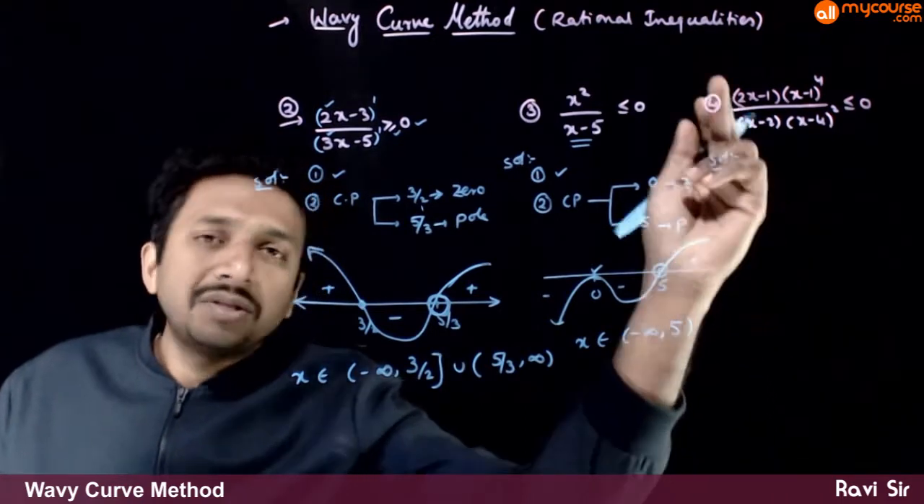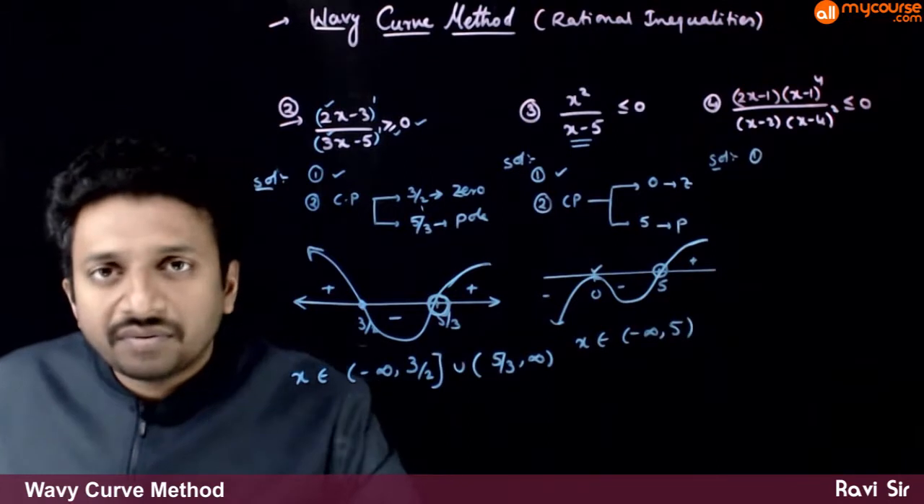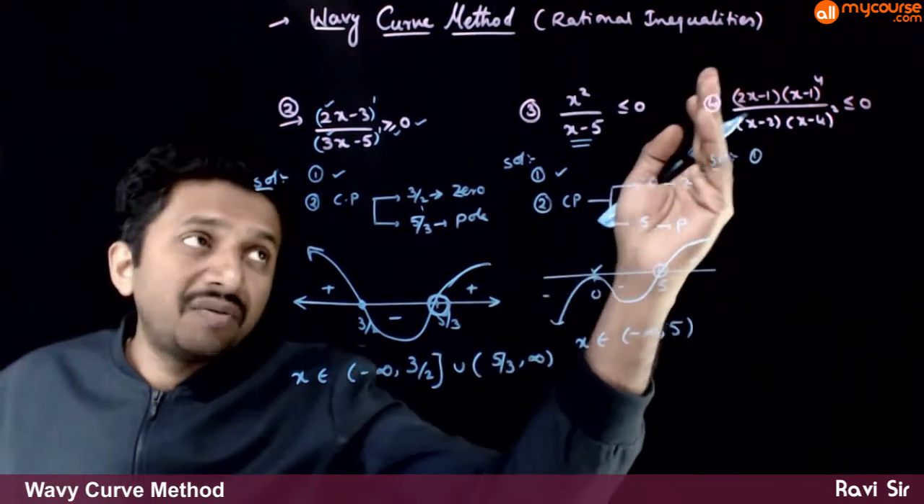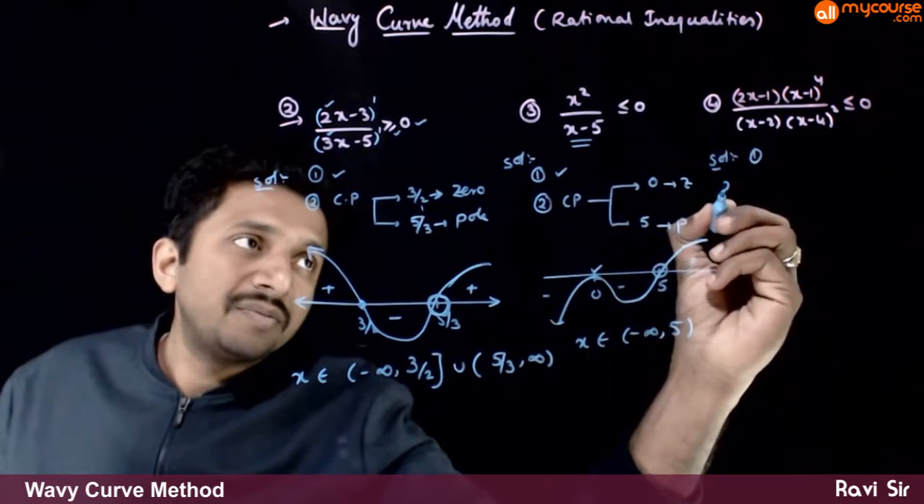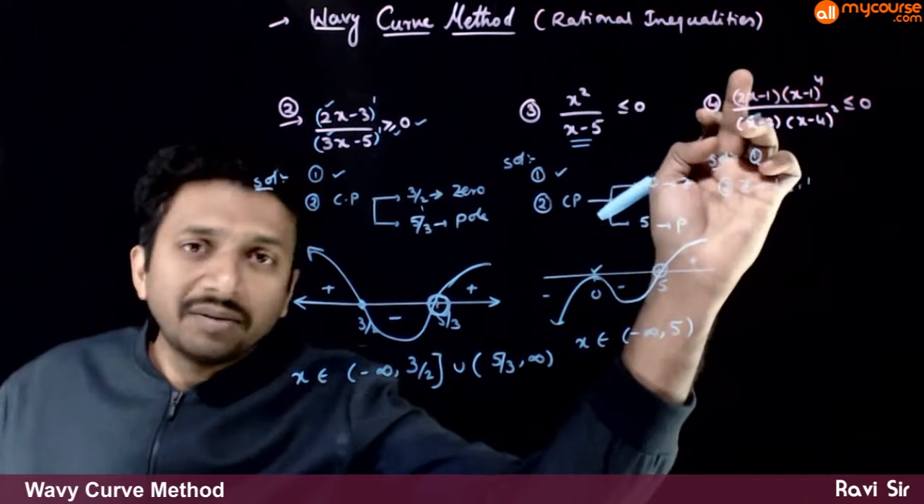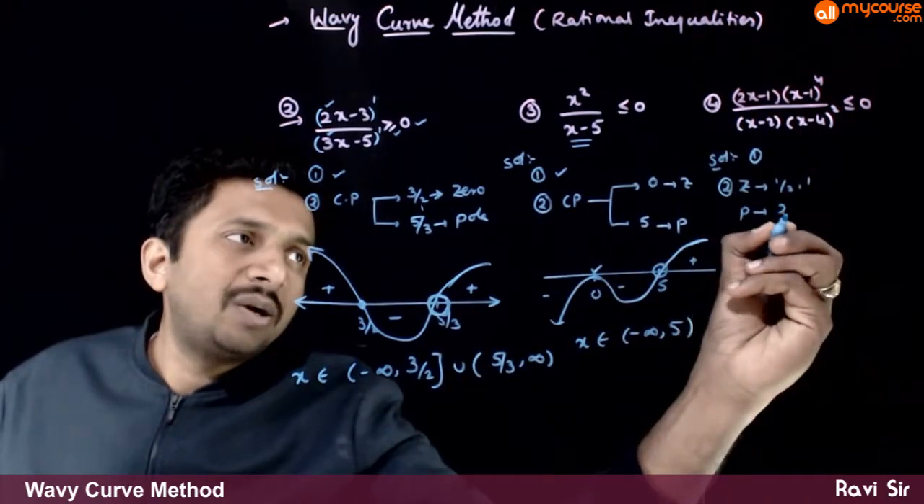So in this question also, the first step has been done because all the leading coefficients are positive. And next, once the leading coefficients are positive, identify the zeros and poles. So the zeros are 1 by 2 and 1, right? X is equal to 1 by 2 and x is equal to 1. The poles are 2 and 4.